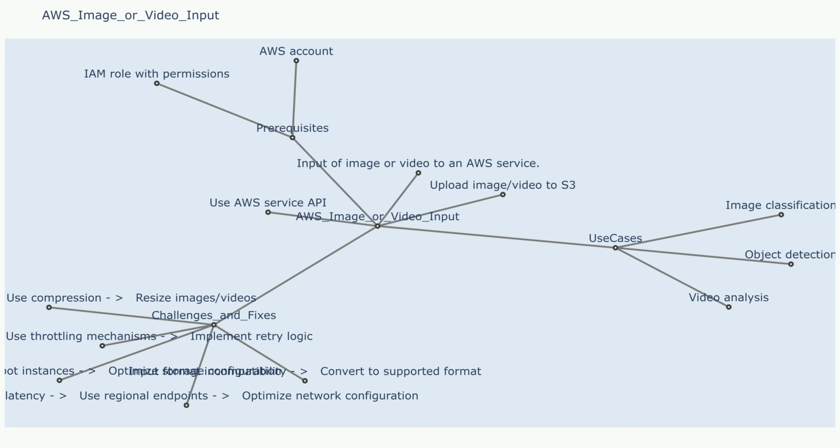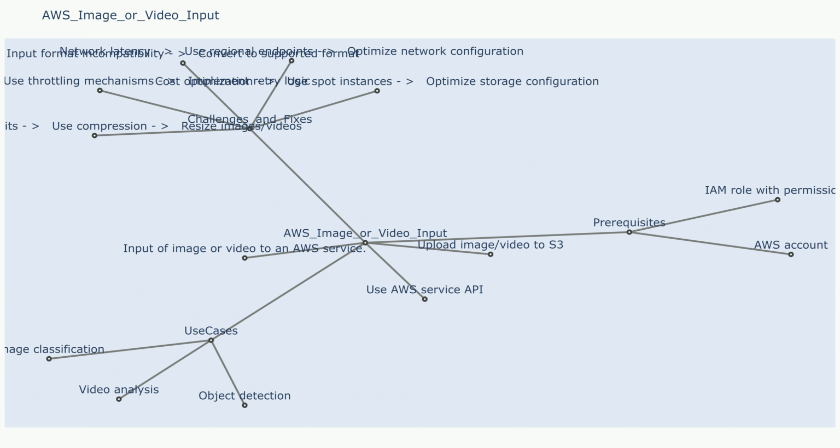AWS image or video input. Description: input of an image or video to an AWS service. This can be used for various tasks, such as object detection, image classification, and video analysis.